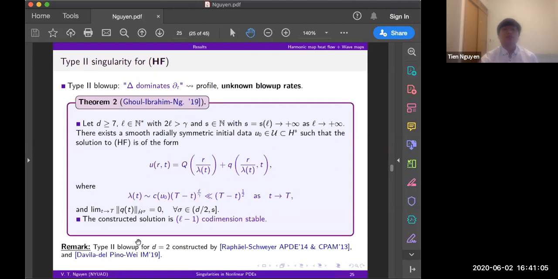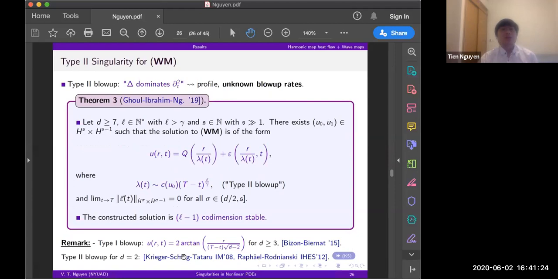And the tidal flow solution has been shown to exist in dimension two, many years ago by Rodnianski and Sterbenz, and recently by Davila, del Pino and Wei in a very long paper of more than 120 pages. The same situation happens for the wave map equation. It means that we show the existence of tidal flow solutions.